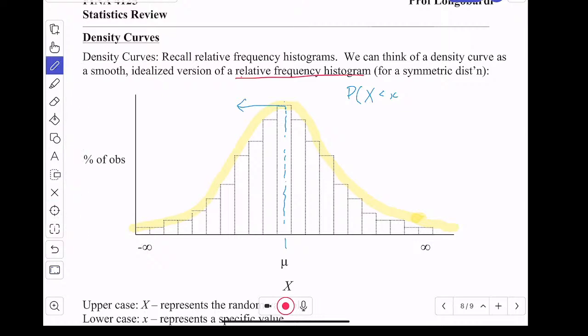And we write the area under the curve. So when I see X, this represents the random variable of interest, and little x represents the value that I'm looking at. So let's say I'm interested in the percentage of observations that are less than the mean. Okay, I'll just leave it with a symbol for now. So what would that be?